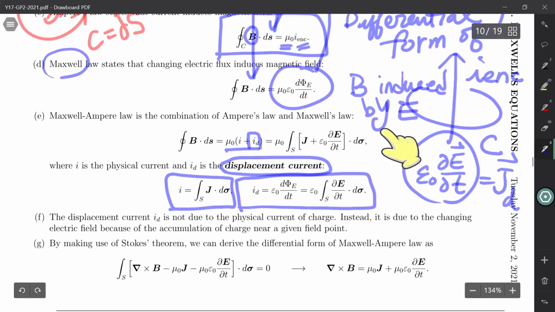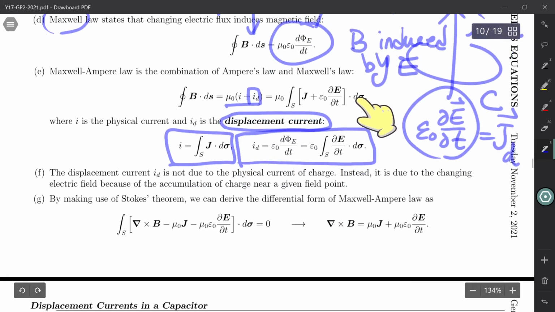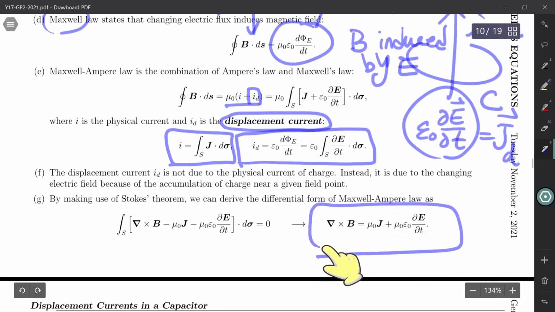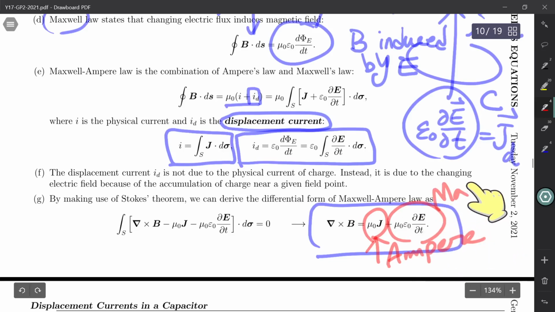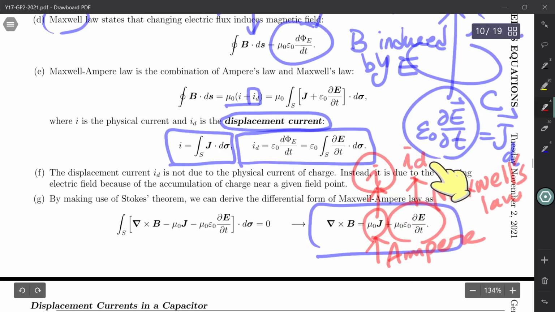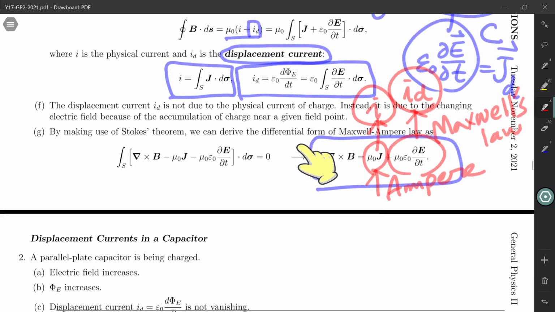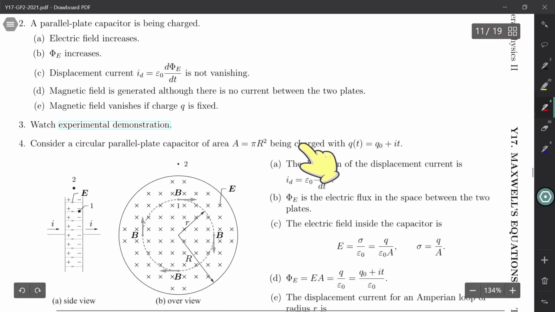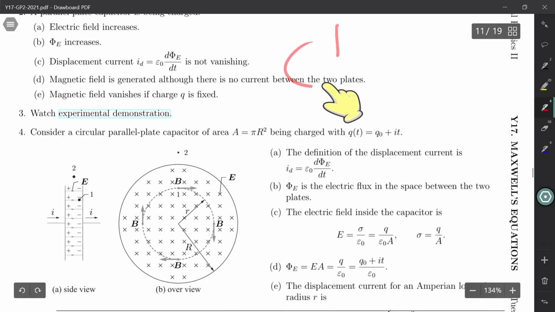Anyway, combining everything together, we end up with the Maxwell-Ampere law. This is Ampere's law, and this is Maxwell's law. So this is the actual current, related to current, and this is related to displacement current. And displacement current is actually this.